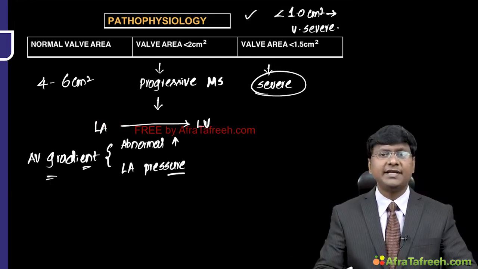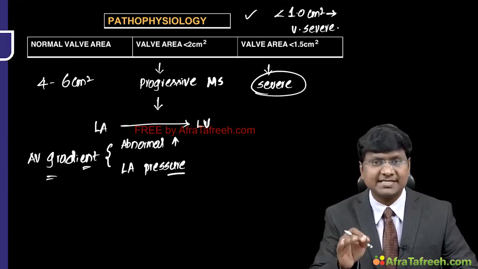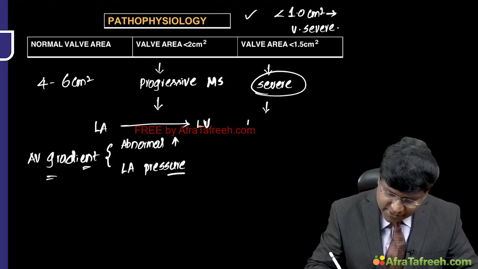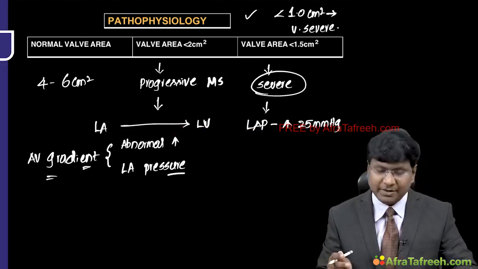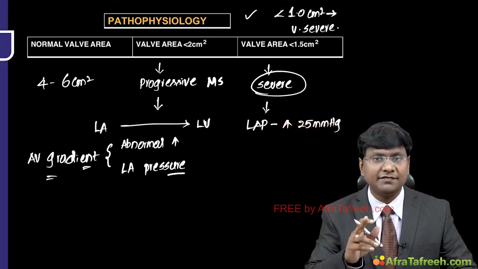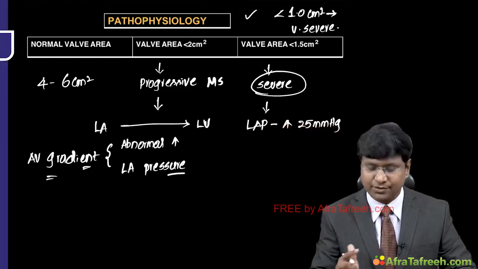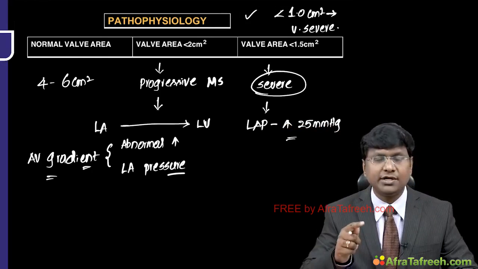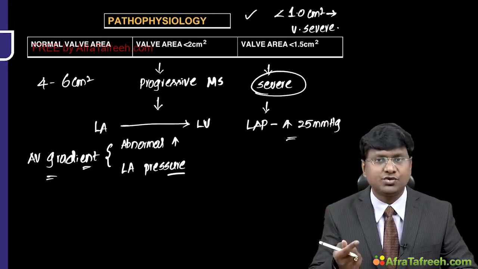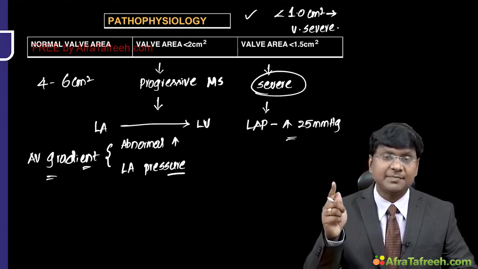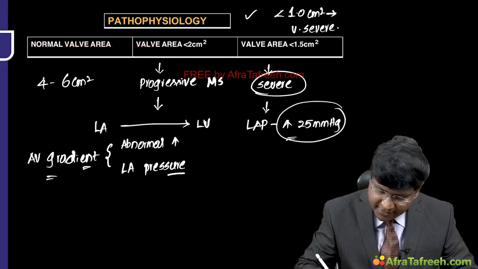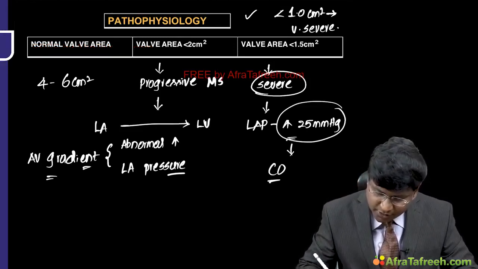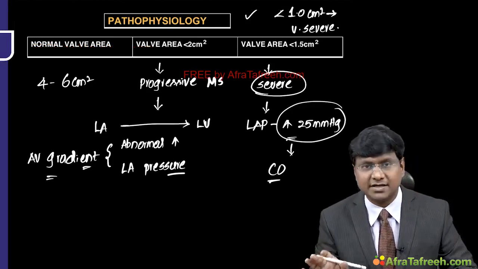And when the mitral valve area is less than 1.5 centimeter square, that is severe mitral stenosis, what happens is the left atrial pressure is elevated up to 25 millimeters of mercury. So how much will be the normal left atrial pressure? The normal left atrial pressure will be around 6 to 12 millimeters of mercury. But in severe mitral stenosis, in order to send the blood, left atria has to contract very strongly, right? And thereby the left atrial pressure will be increased up to 25 millimeters of mercury. So this much pressure is required to maintain the cardiac output in case of the severe mitral stenosis.